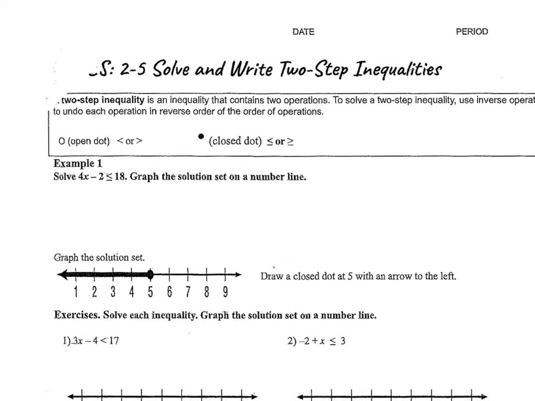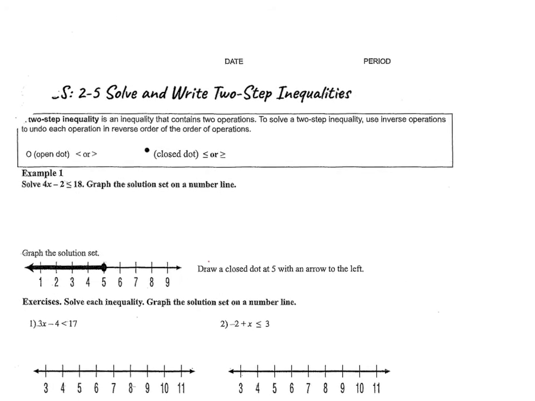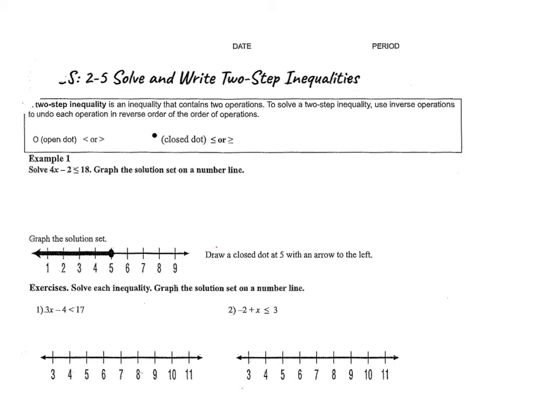So two-step inequalities, we're going to solve these the same way we solve two-step equations. So same idea. We want to get the variable by itself, and we're going to use those two operations. So when you're solving it, keep in mind you're solving it the same way you do equations. Don't get tripped up by the inequality sign in the middle.